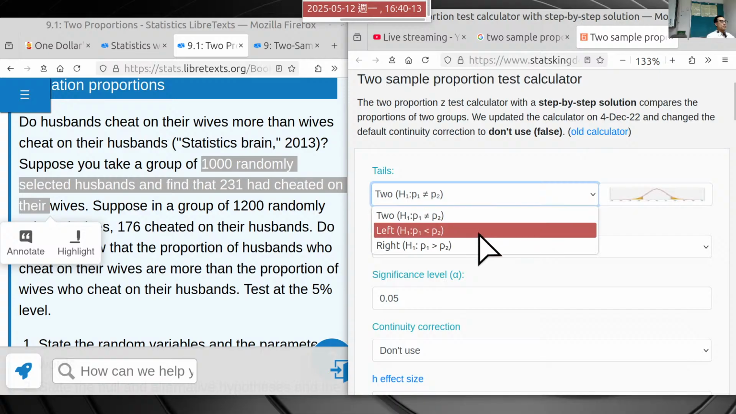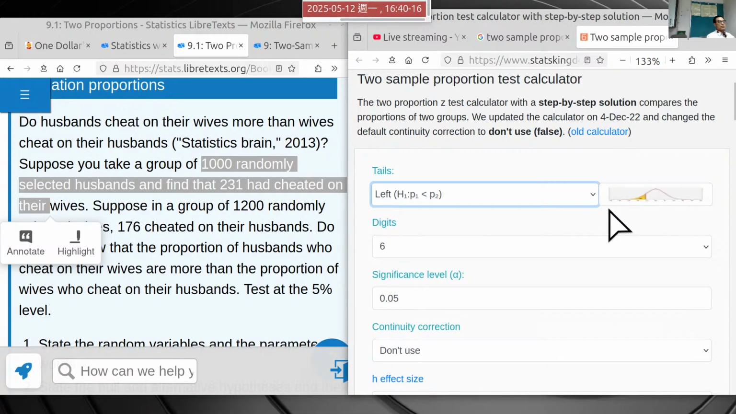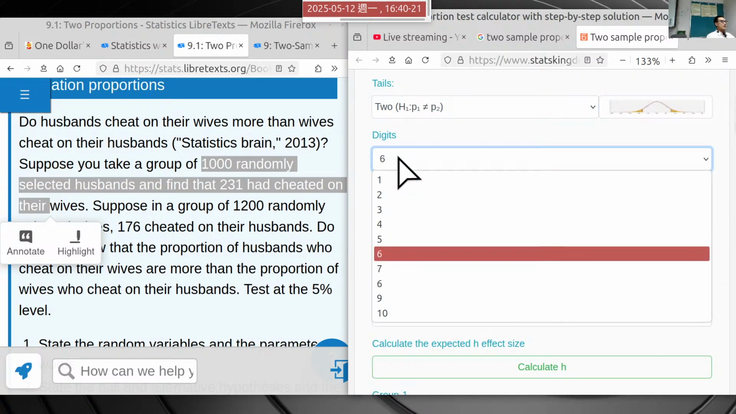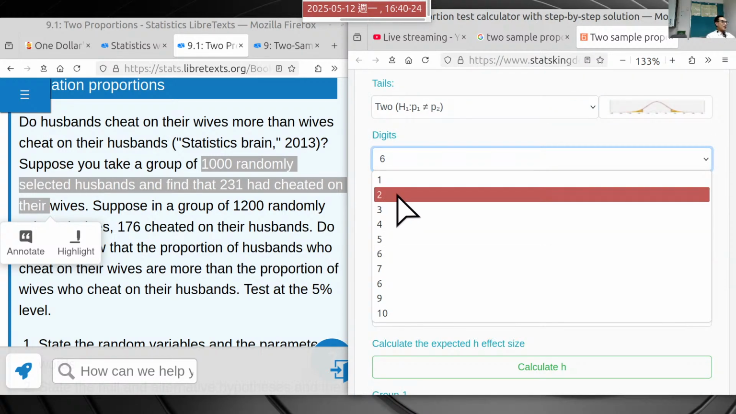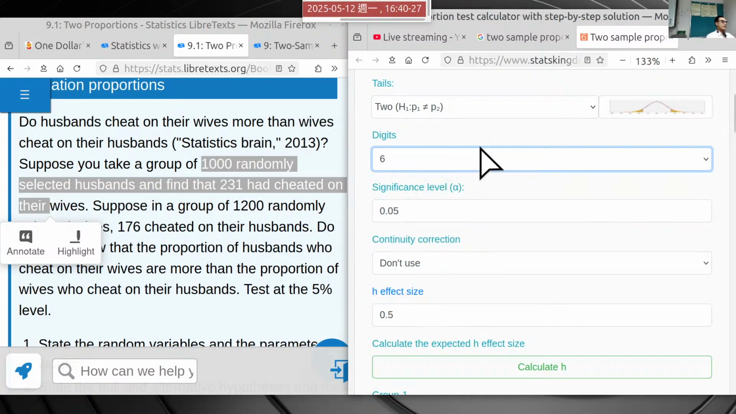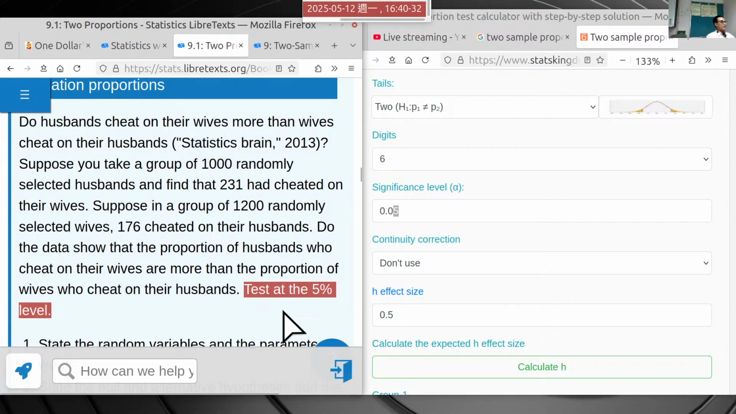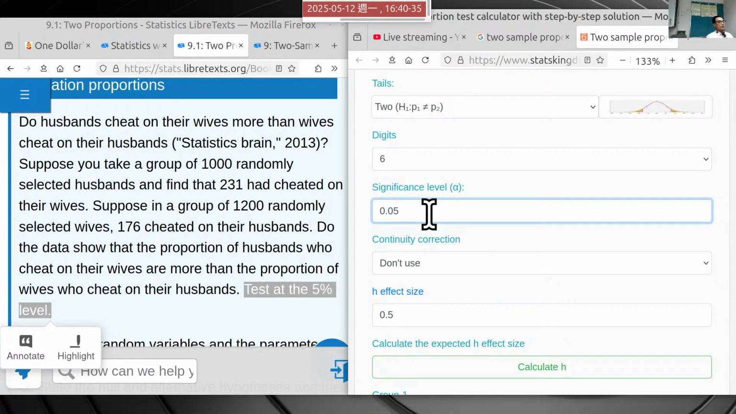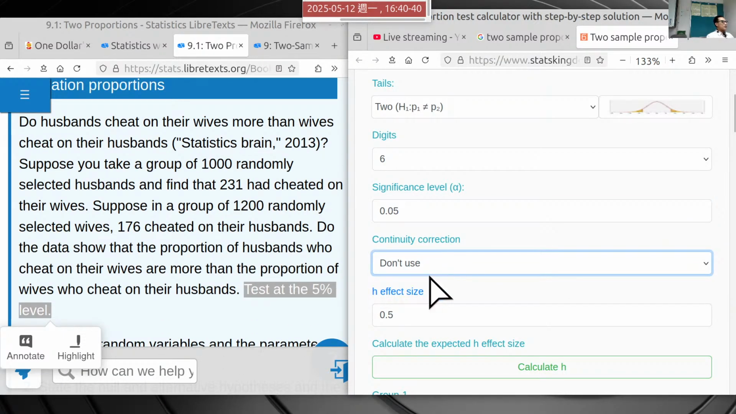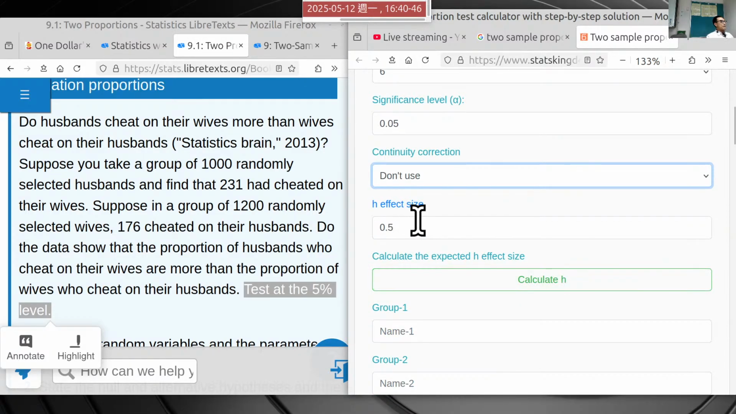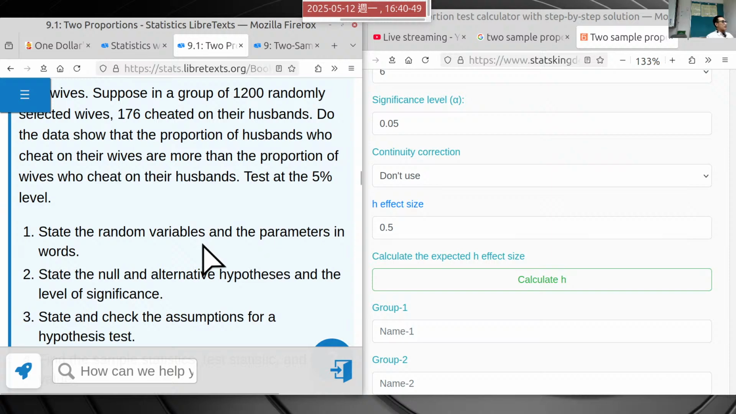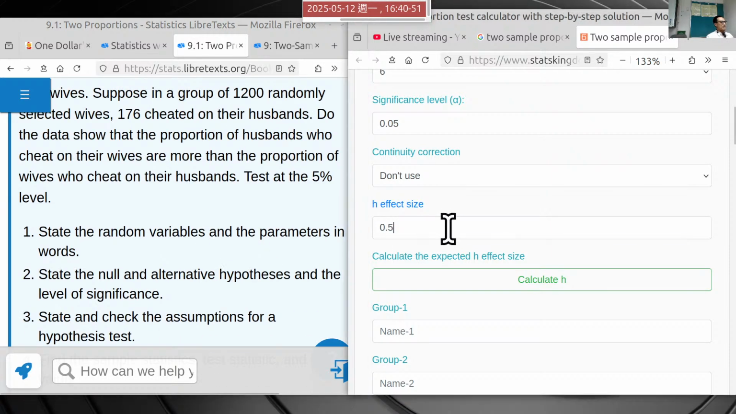You can check when I switch to a different model, the tail changes, and now select the first one. Okay, and next, digits. What does it mean? The decimals. The default setting is 6. Confidence interval, and here is 5%, that is 0.05. That's okay. Continuity correction, maybe the default is don't use. We stop here.